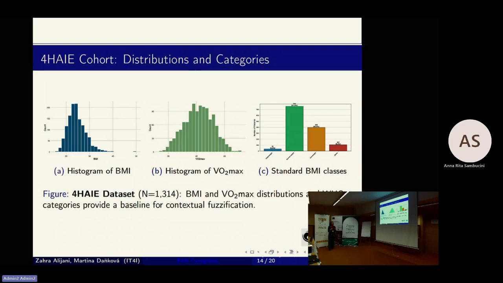These are the distributions that we have from the data from the GBET. We had 1,314 participants, and the BMI and VO2 max distribution for the classification are shown in graphs A and B, and graph C shows the standard BMI classes without any classification.